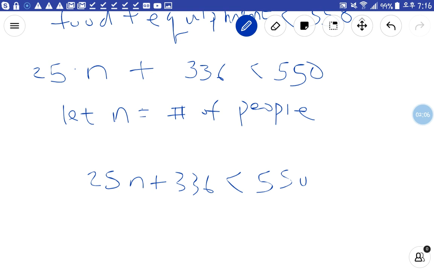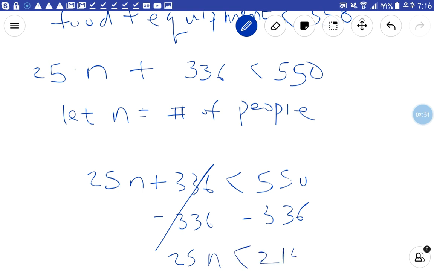Now, how do I solve this type of question? You have to isolate the variable term. We have to cancel out 336, so I should subtract 336 from each side. Since subtraction has no impact on your inequality, just keep it the same, and 25n is less than 214.